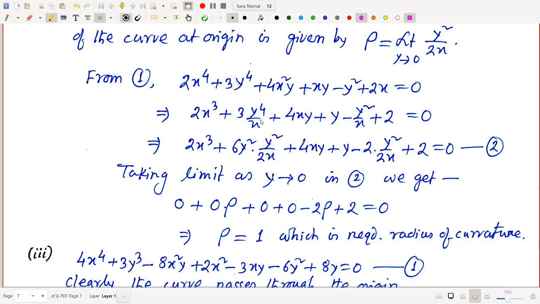It is 3y to the power 4 by x. It is 4xy divided by x. It is only y. It is y square by x. It is 2. Now we need y square by 2x. So some adjustment is done here.